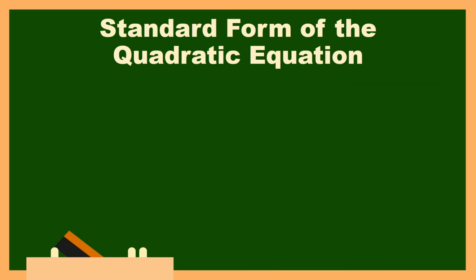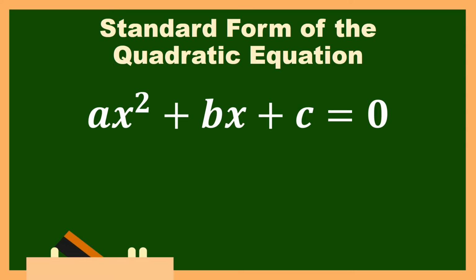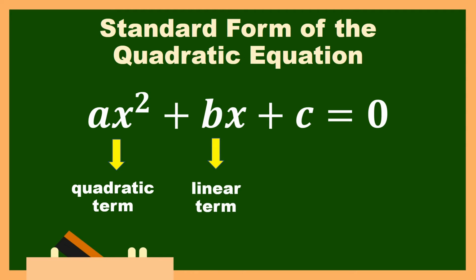The standard form of the quadratic equation is in the form of ax squared plus bx plus c equals 0. Kung saan, si ax squared ay ang tinatawag nating quadratic term kasi meron siyang exponent na 2 or in degree 2. And ang bx naman ay ang tinatawag nating linear term. And ang c ay ang constant term or yung number lang.